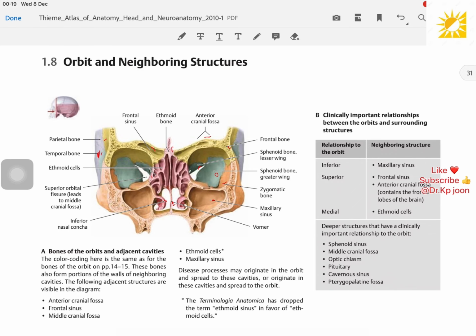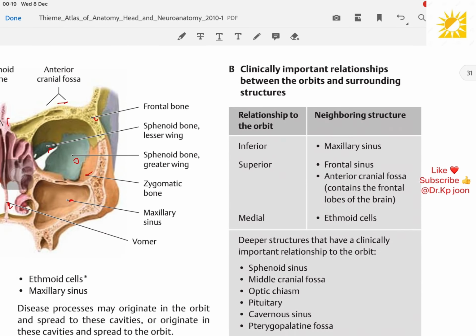If we talk about this table, it shows clinically important relationships between the orbit and surrounding structures. The relationships to the orbit are inferior, superior, and medial. The inferior neighboring structure is the maxillary sinus, and the superior neighboring structure is the frontal sinus. The anterior cranial fossa contains the frontal lobes of the brain, and the medial neighboring structure is the ethmoid cell.